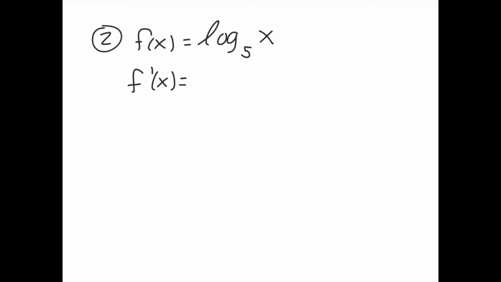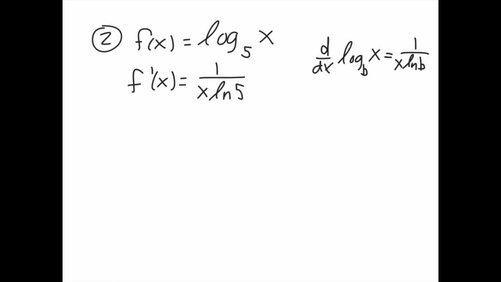So this second example is going to use the second proof that we did. We said that when we had the derivative of log base b of x, we got a result of 1 over x ln b. So in this case, the b would be 5, and our rule becomes 1 over x ln 5. Very nice. Next example.